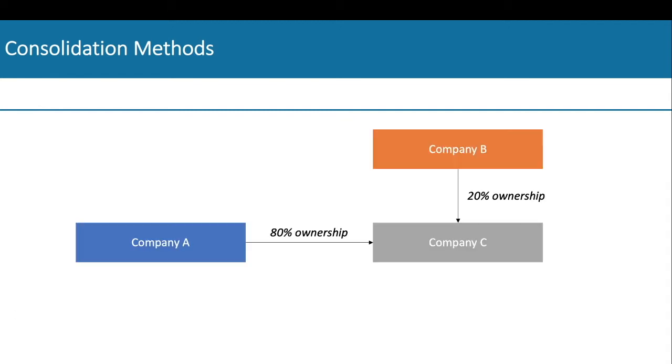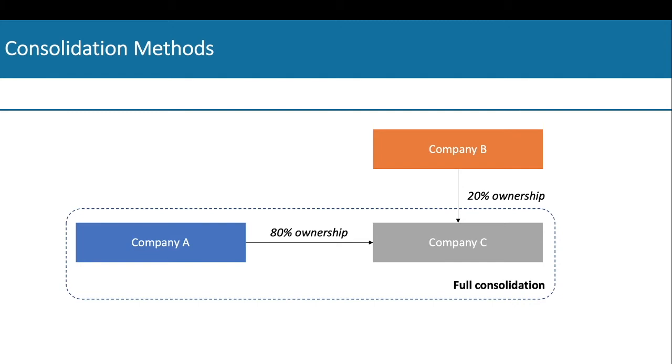So back to our example. Today we're going to focus on the case of company A, which owns 80% of company C, and where they're going to use the full consolidation. In a separate video, we'll cover the company B to company C relationship.